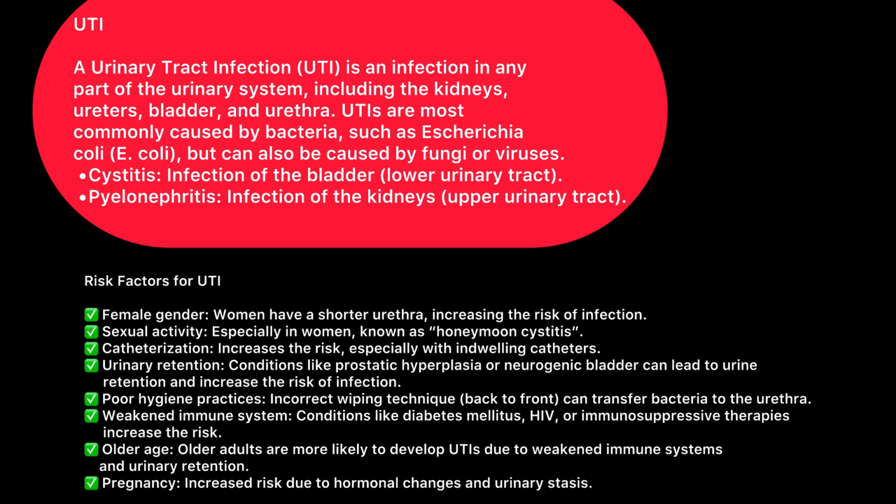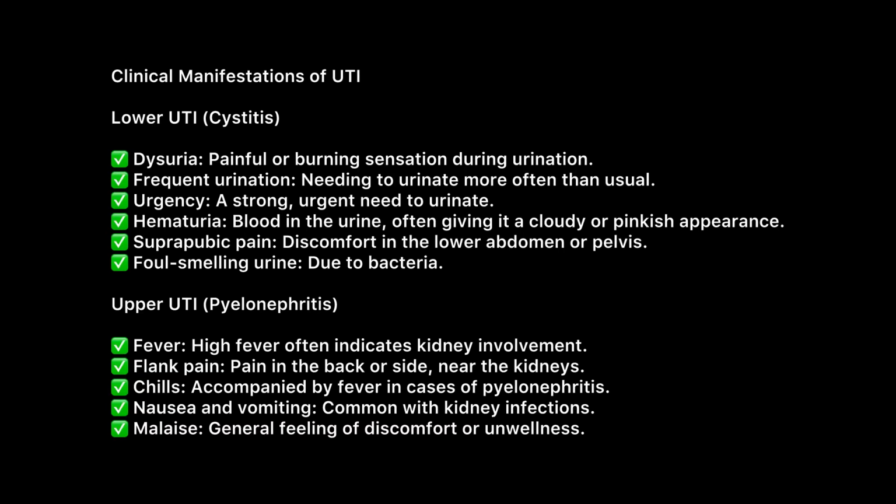And the other risk factors for UTI are female gender, sexual activity, catheterization, urinary retention, poor hygiene practices, weakened immune system, older age, and pregnancy. In case of cystitis, there will be dysuria, frequent urination, urgency, hematuria, suprapubic pain, foul smelling urine. And in case of pyelonephritis, there will be fever, flank pain, chills, nausea, vomiting, hematuria. If the patient is complaining of flank back pain, must remember the condition, that is pyelonephritis.